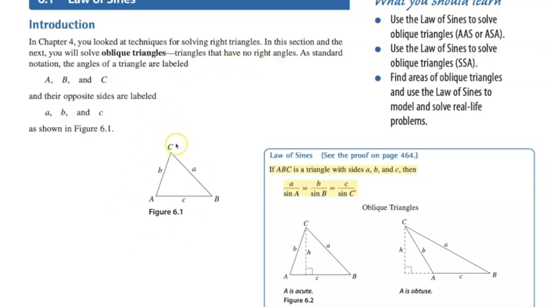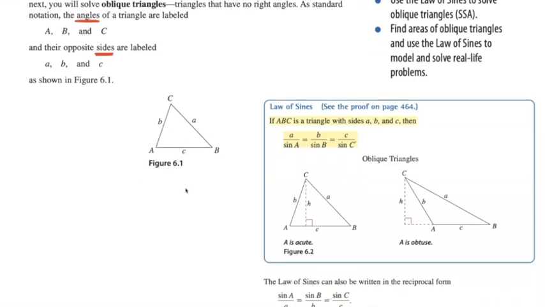The Law of Sines is one of the first ways we're going to do it. But first we need to know how to label a triangle. When you see capital letters, those are the angles. When you see lowercase letters, those are the sides, and they go across from each other. Like here, angle A across from its side a, angle C, side c.